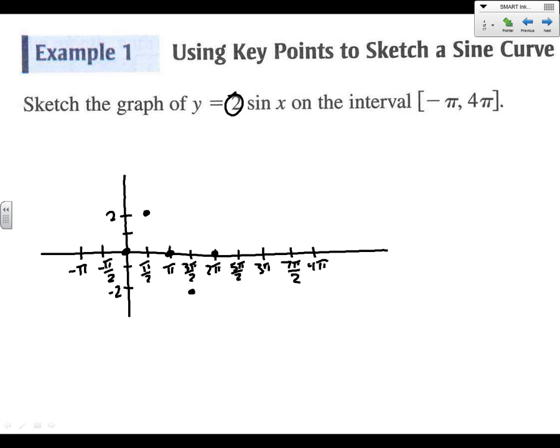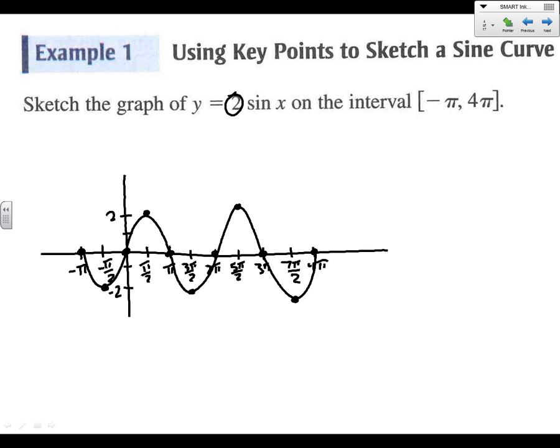And 2 pi is a full circle. Well, what happens after we go full circle? We just start over again. We go up, back to 0, down, back to 0. Same thing going in the opposite direction. Those would be all of our important points. And so in between them, we're just going to draw nice little curves and draw a beautiful sine curve.